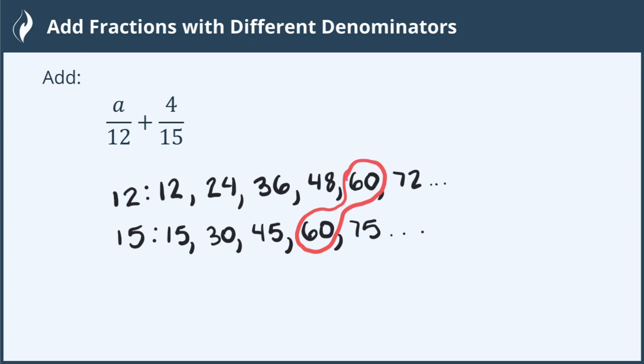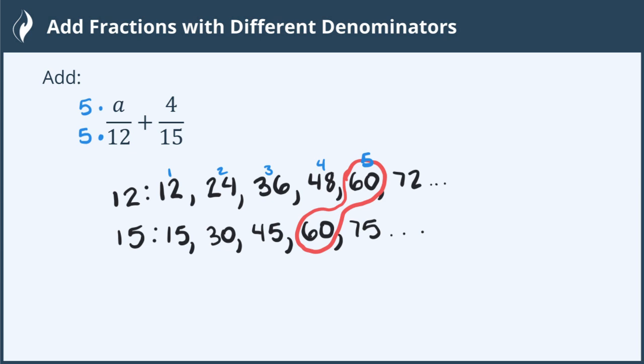If I continued finding multiples, I would find other common multiples, but I want the smallest, so I'm going to stop here. Now that I have my common denominator, I need to change both of those fractions to have that same common denominator so that I can combine them. We'll start with the a over 12. 5 times 12 gave me 60, so I'm going to multiply the numerator and the denominator by 5 so that I get that common denominator of 60, and I multiply the numerator so that it keeps its value and is an equivalent fraction.